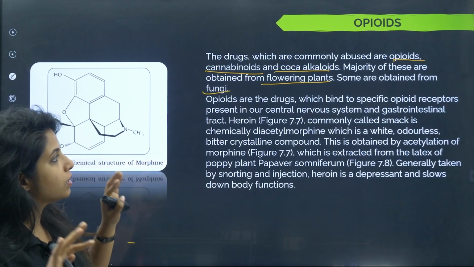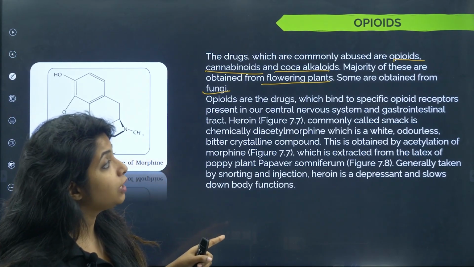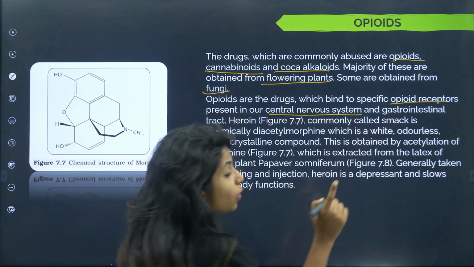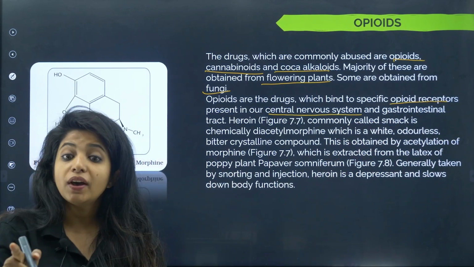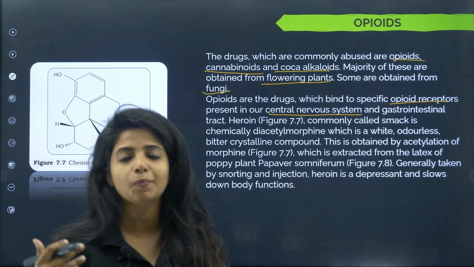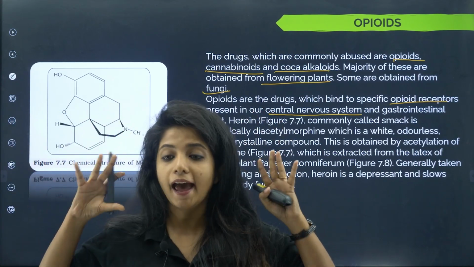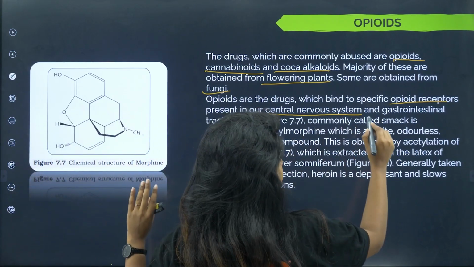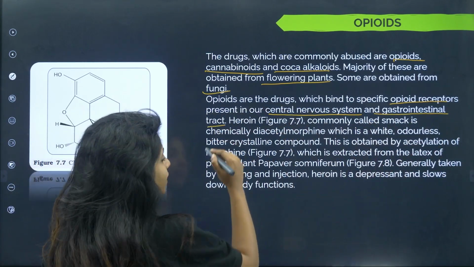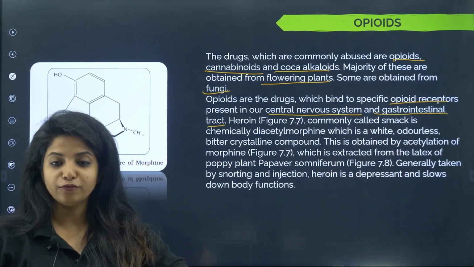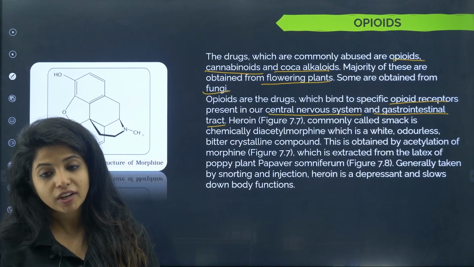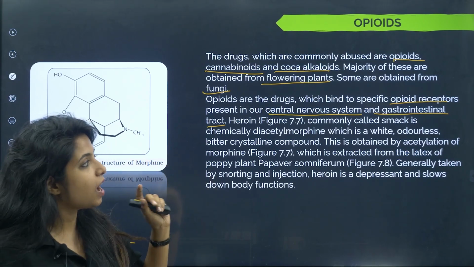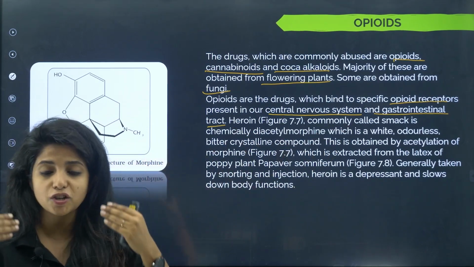Now, opioids. When we talk about opioids, they are the drugs which bind to specific opioid receptors present in our central nervous system. Which means what, children? We have a receptor for them in the CNS. What is CNS? The brain and the spinal cord. So we can just say that our brain has opioid receptors to receive them. And it's not just the CNS, but also the gastrointestinal tract, the pathway through which we have food. The gastrointestinal tract which ends in your rectum, all of it has opioid receptors. So these receptors act on the CNS as well as our gastrointestinal tract.